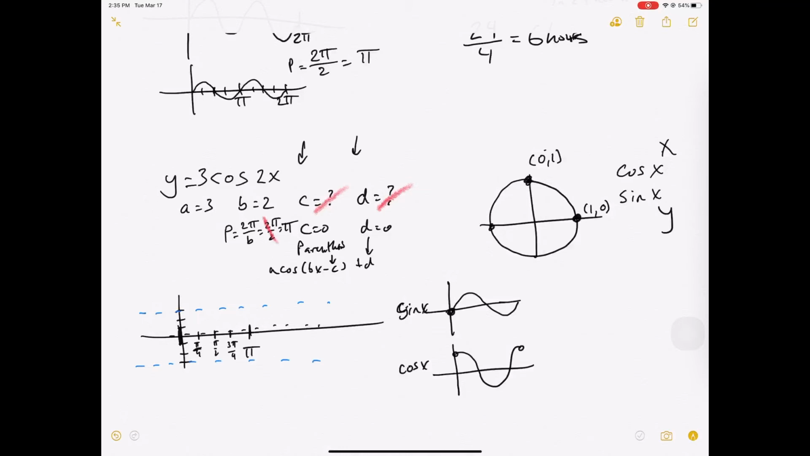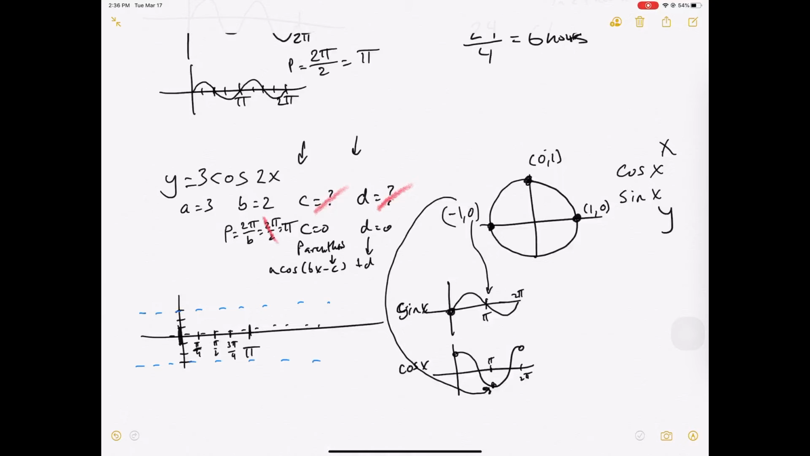Over here at pi, it's pi, it's 2 pi, -1, 0. So my cosine is -1. See, I'm at the bottom of my graph. And the y value is... Okay. Just walking around the circle.